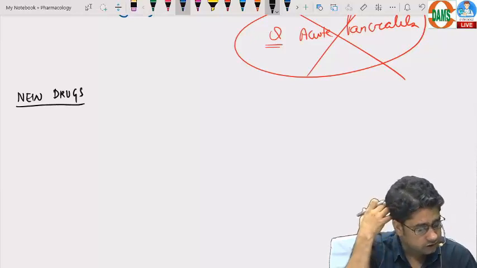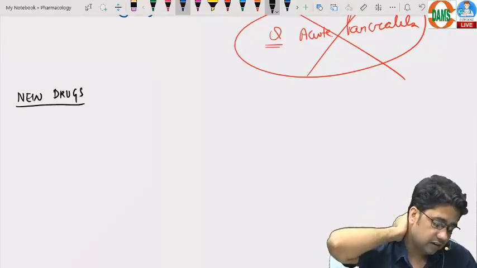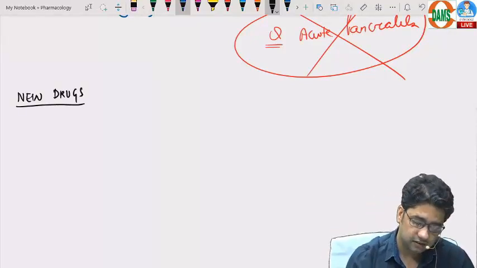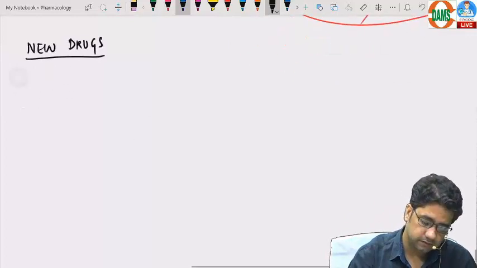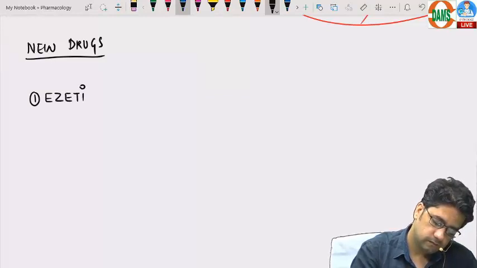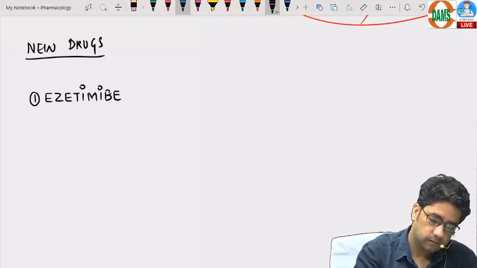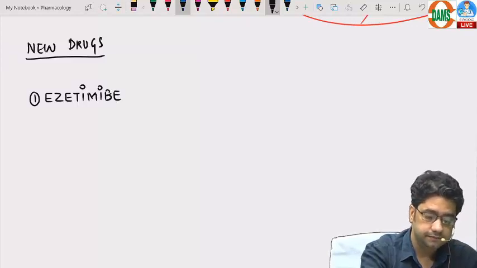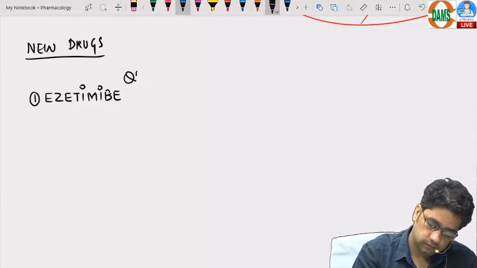लिवर में जब कोलेस्ट्रॉल बाइल नहीं आता ना, तो लिवर क्या करता है? It increases triglyceride synthesis on its own. That is why. New drug. First drug. Ezetimibe. Very important.